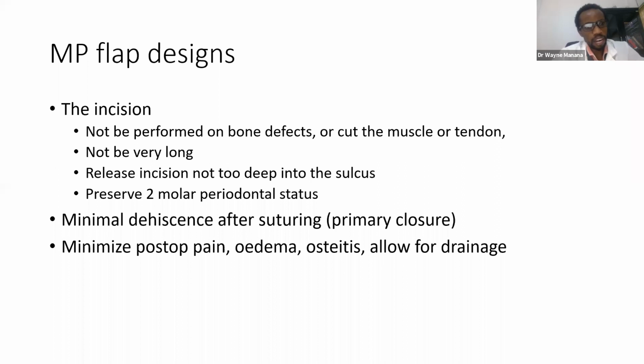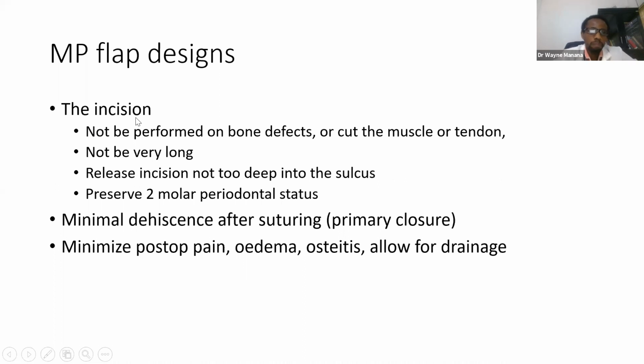So the flap designs, it's very interesting that we have seen very radical flaps, some of them a bit worrisome. The flap that is raised when we do third molar surgery is called a mucoperiosteal flap, because it includes the mucosa and the periosteum right on the bone.